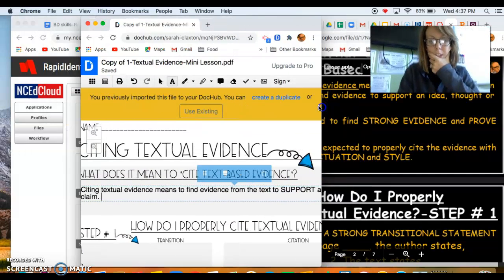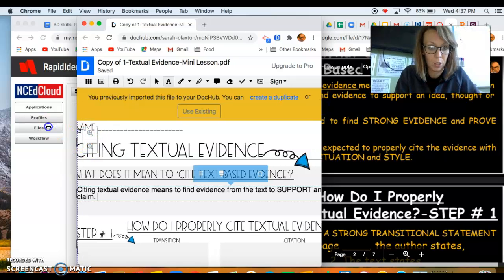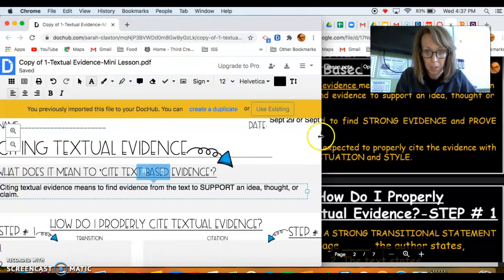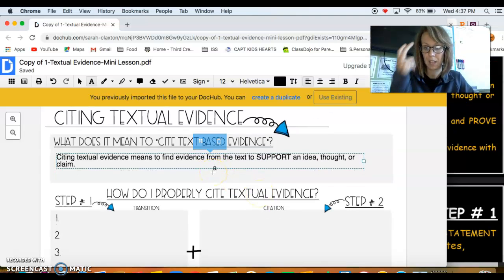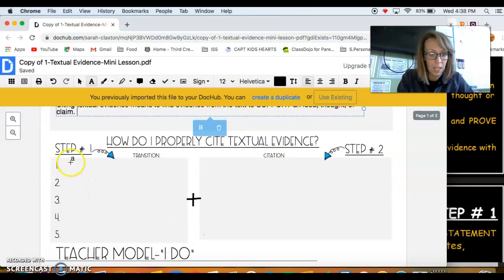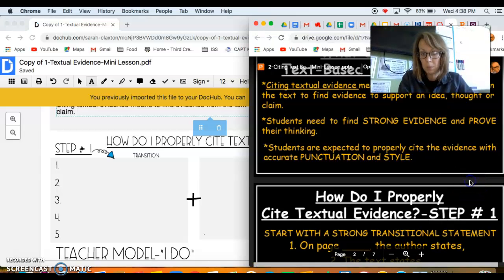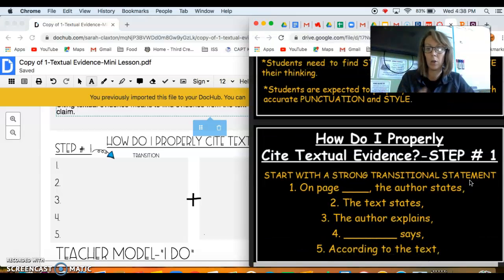I'm going to make this large. I'm going to, there we go, and spread it out so you can see. So I have my understanding of what citing evidence means. Now, the rest of it you're going to take and you're going to write your steps and what it says on this page. And I'm just now going to go over it.